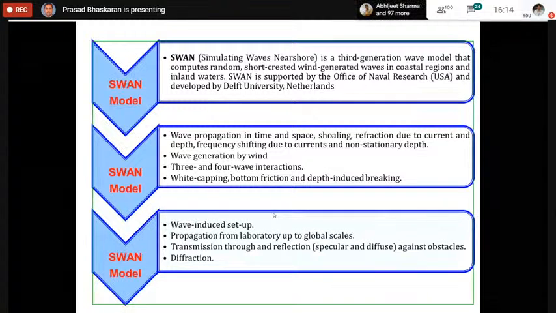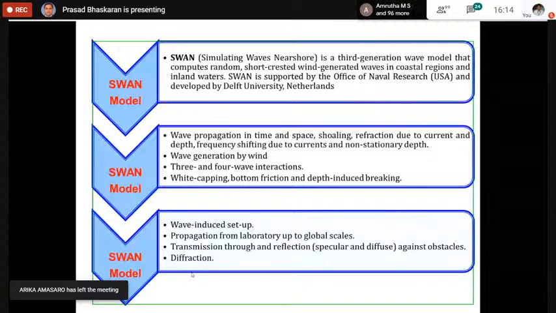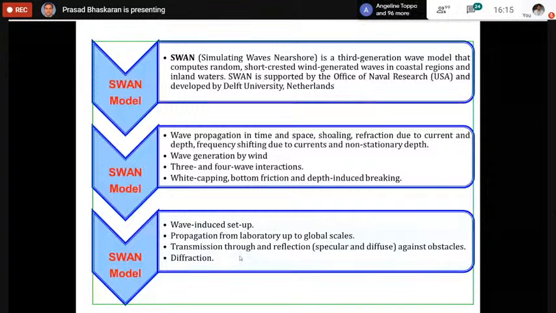So from the research perspective, you can do many things with this model. And SWAN is basically a robust model. If you see SWAN, there are so many functionalities, as what you see in this slide. You can estimate what is the wave-induced setup. You can also find out what is the transmission through obstacles. You can study diffraction. Many processes can be understood.